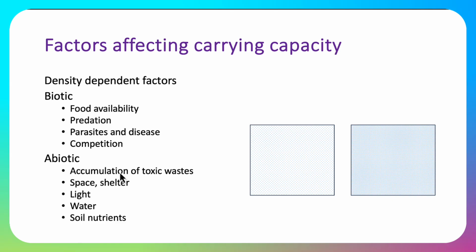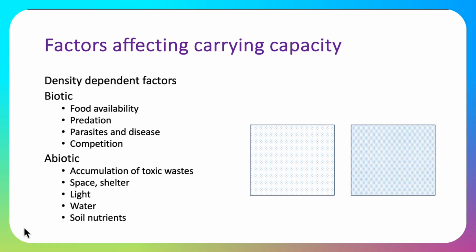Abiotic factors might include the accumulation of toxic waste. So those ecosystem services can no longer keep up with removing the waste, like your decomposers, for example. The amount of space and shelter, like for example a rock wall or cliff face with barnacles, gets to a point where there's no more space, no more shelter. Light is an abiotic factor that can be affected in, say, a rainforest. There's competition for light. The amount of water that's available might also be a limiting factor.